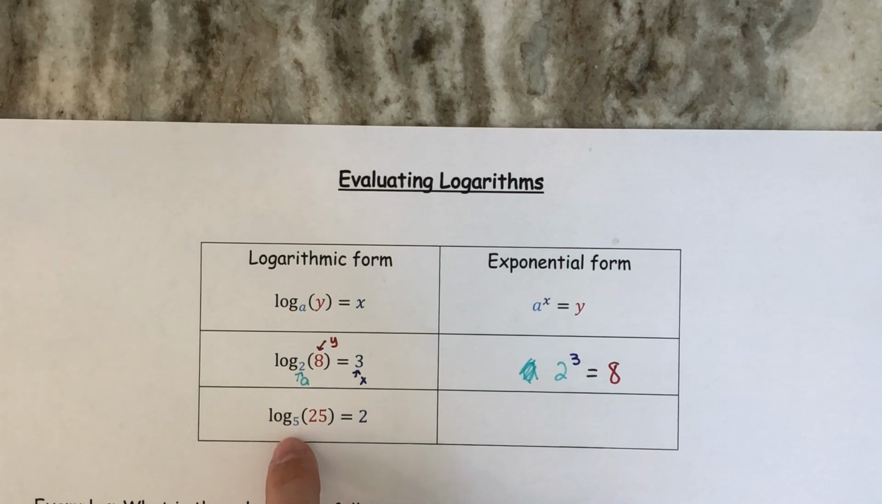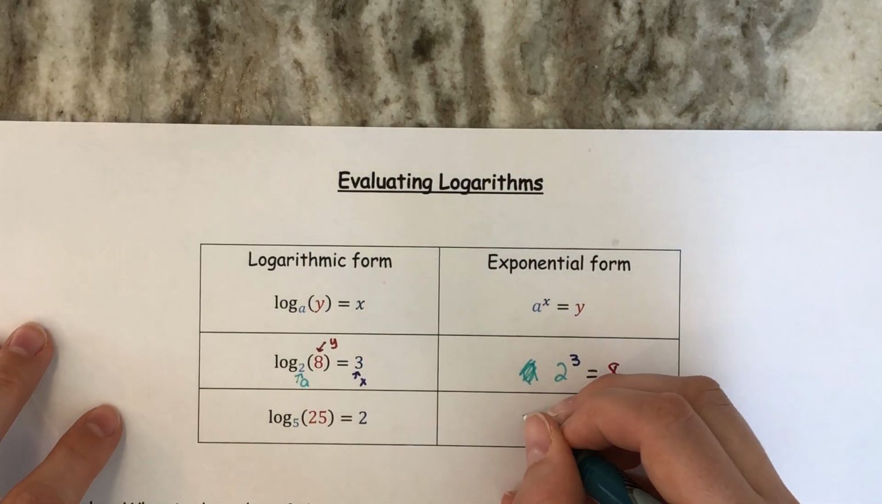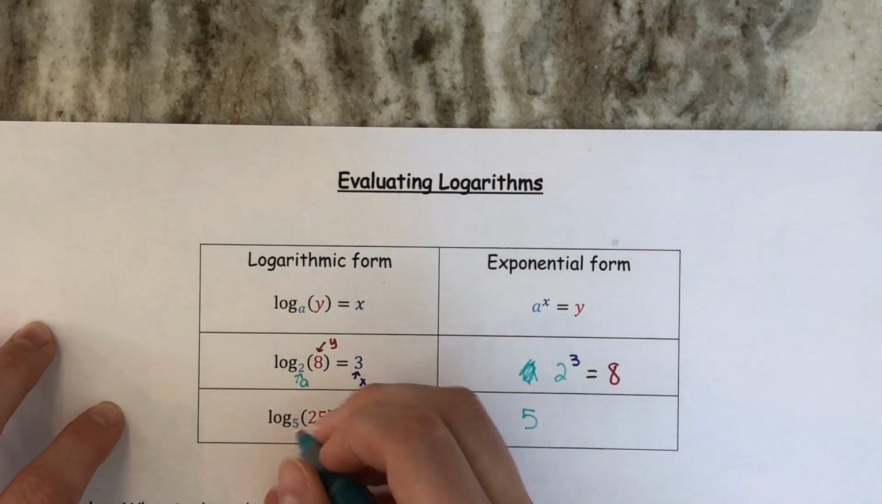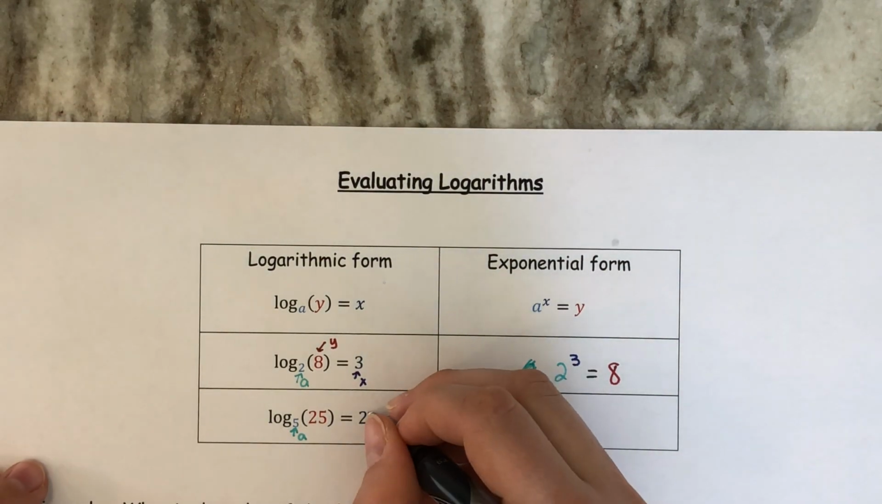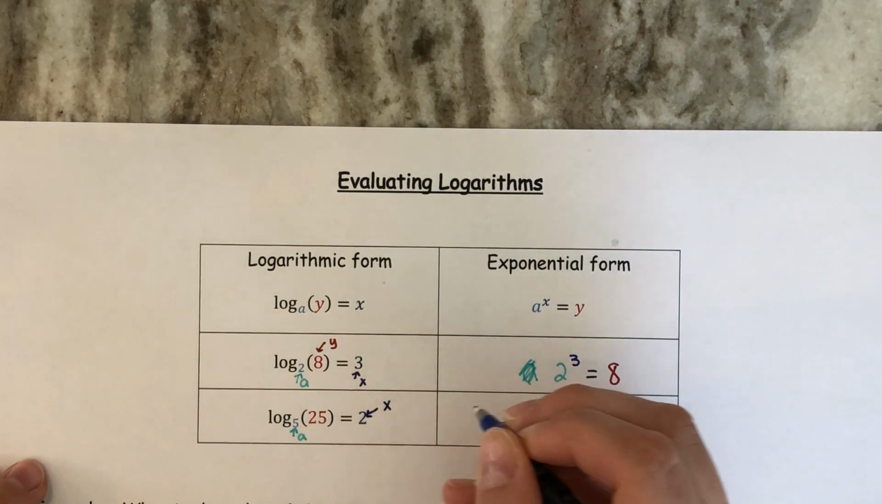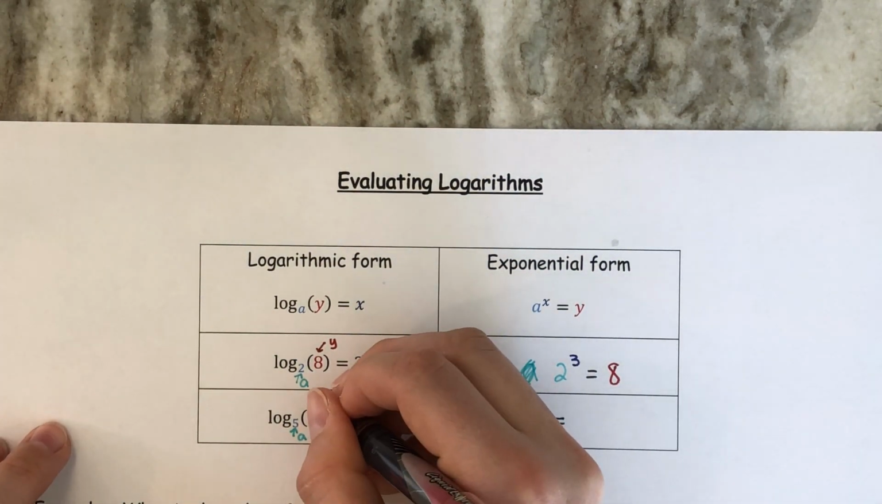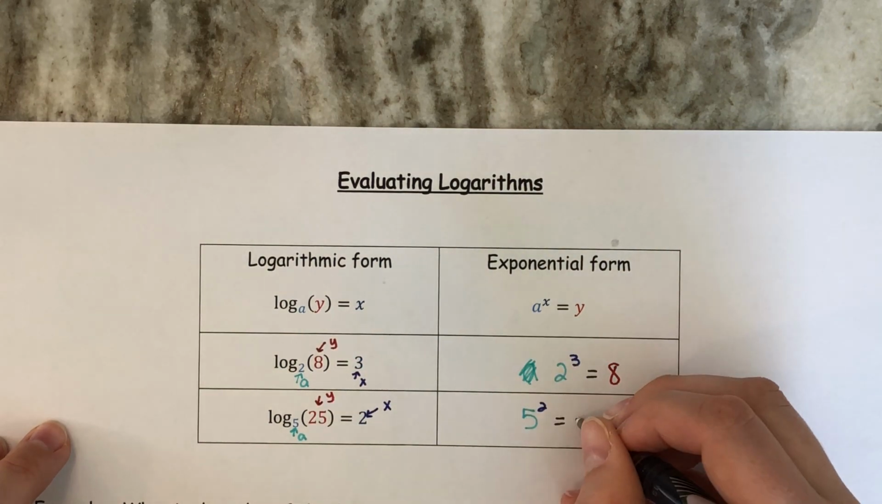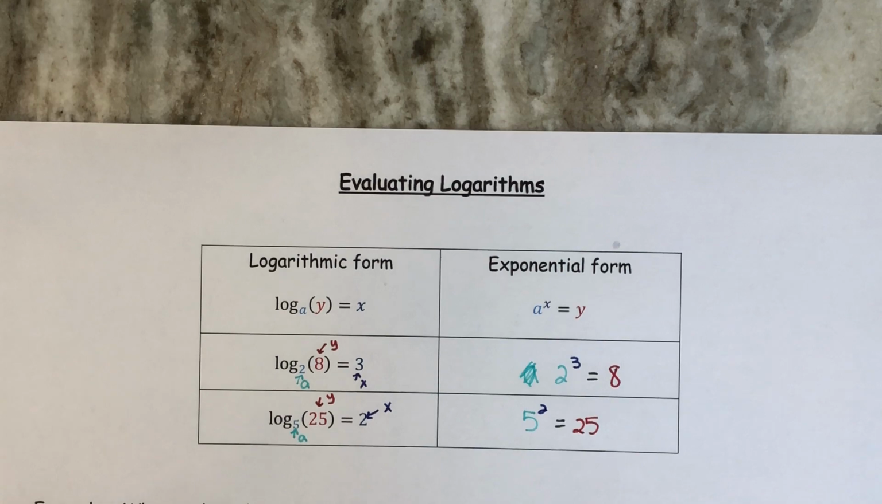Another example is we have log base 5 of 25 equals 2. So the way we would write that is 5, that's our a value there. So 5 to the power of our x value, which is 2, equals y. And our y value is 25. And we know 5 squared does equal 25, so that makes sense.